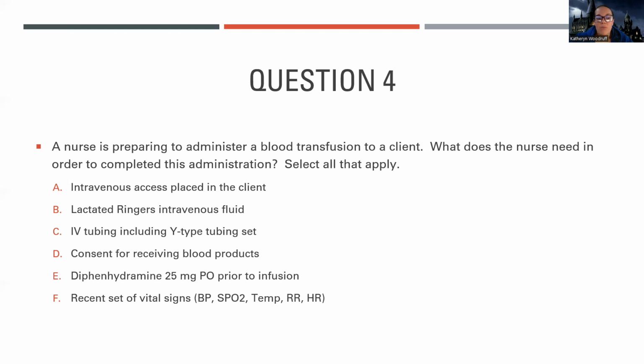And then the last one is recent set of vital signs: blood pressure, SpO2, temp, respiratory rate, heart rate. That sounds great. So I think my correct answers are A, C, D, and F. And that is correct. That is what I need. We always want to have a recent set of vital signs. We need to have our appropriate supplies, including IV access, normal saline, Y-type tubing set. Got to make sure we have our consent. And then we get a set of vital signs to compare to have a baseline so that after we're starting to take their vitals after they receive the blood, we can tell if they're having a reaction.